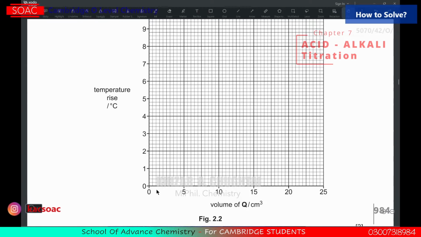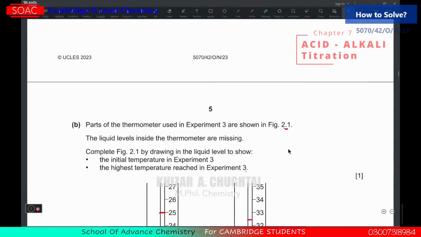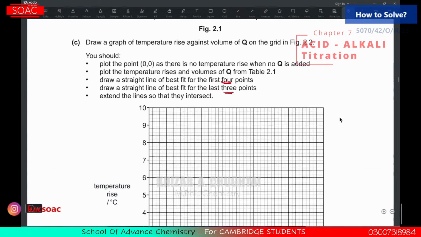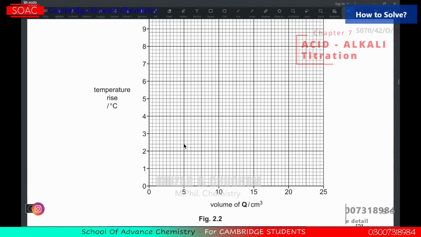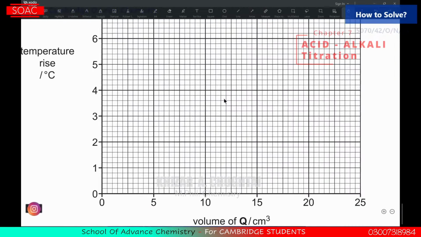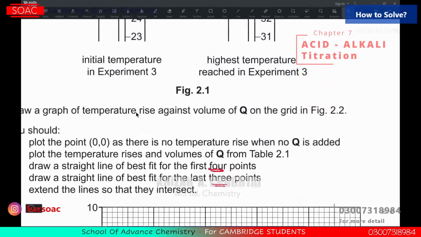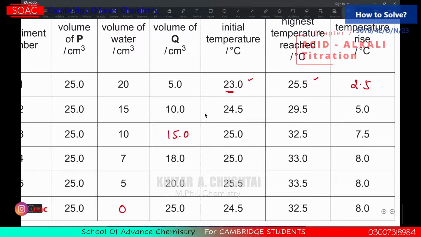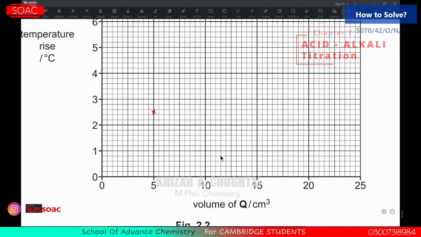So 0, 0 is over here and we are going to start from Q equal to 5 centimeter cube, and here the rise is 2.5. So at 5 the rise is 2.5, in the middle of this box. What is the value over here in case of 10, 15 and so on? So at 10 it's 5, it's completely 5.